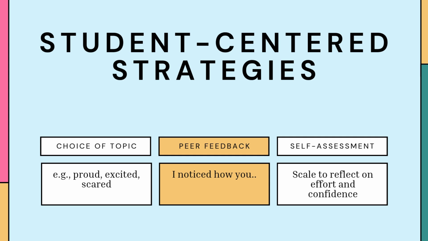Student choice is a major component of this design. Students choose their story topics, for example, a time they felt proud, scared, or excited. Peer feedback is supported with sentence starters like, "I like how you..." or "Can you tell me more about...?" Finally, students reflect on their progress and effort using an emoji scale and sentence stems to self-assess. This promotes ownership, metacognition, and authentic voice.